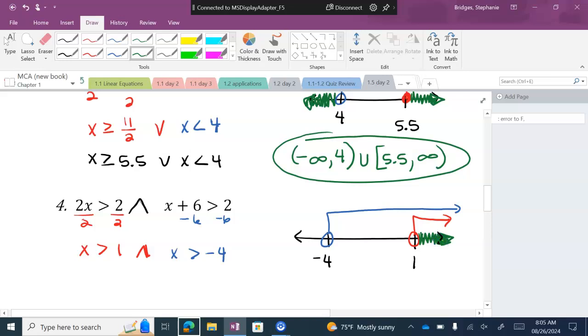This is why I said you can't say your answer until you go to the graph, because you can't always tell what the solution set is. Just because it's AND doesn't mean they're going to be crossing over and shading in the middle.